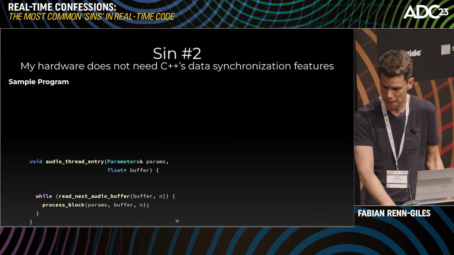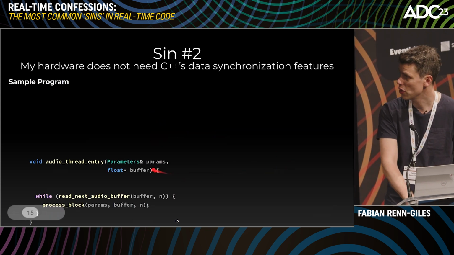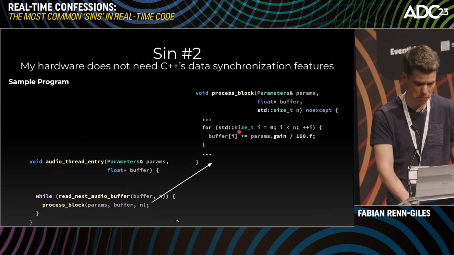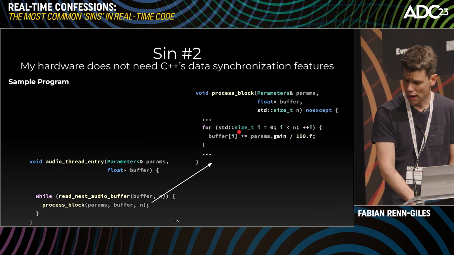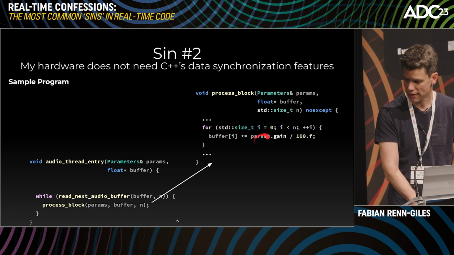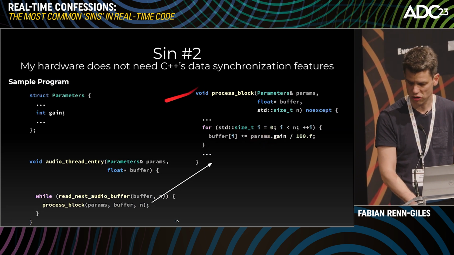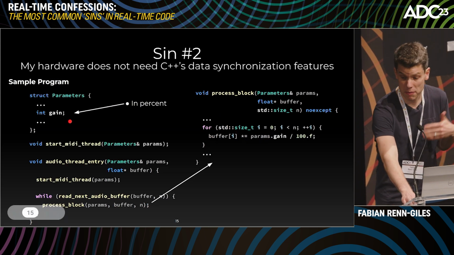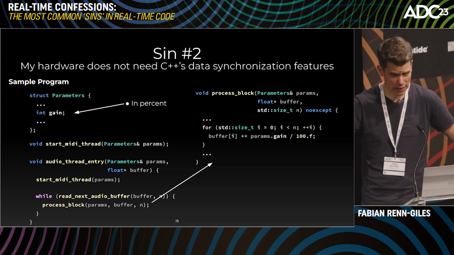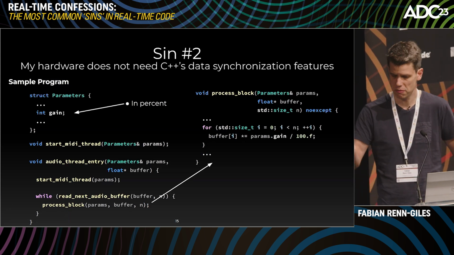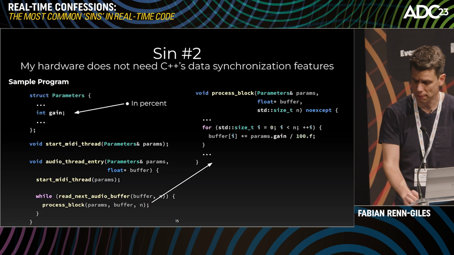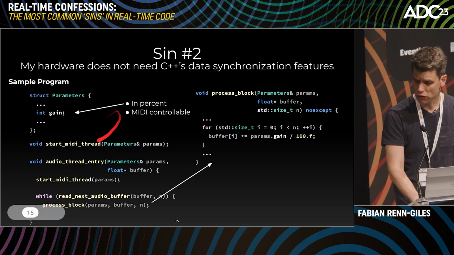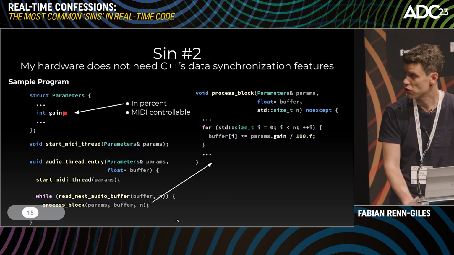Just to give you an example, I have this code here. Here's some audio thread, which calls a process block. That process block is a simple gain, and it takes this gain from a parameter, which happens to be an integer, in %. But now we also have a MIDI thread that executes at the same time. That can happen on a single core machine, right? Your OS can support multiple threads on one core. And that MIDI thread might also change that gain. It's MIDI controllable.